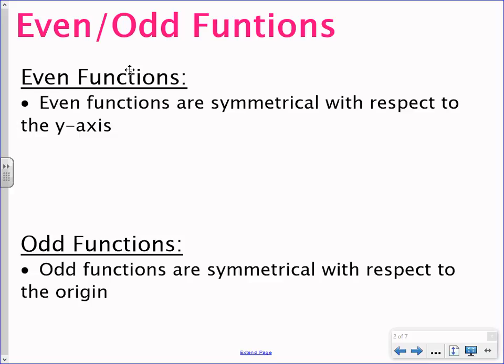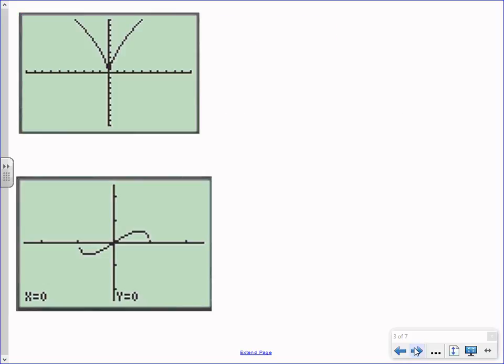So even, symmetry with the y-axis. Odd, symmetry with the origin. I'm going to come back to this slide. What kind of symmetry does this one have? Y-axis or origin? Y-axis. If we fold it across the y-axis, it looks the same. So this is what we would consider an even function.